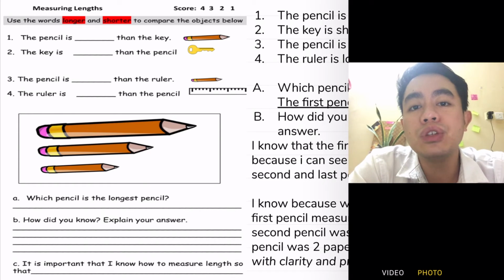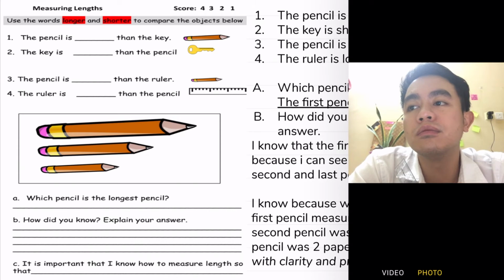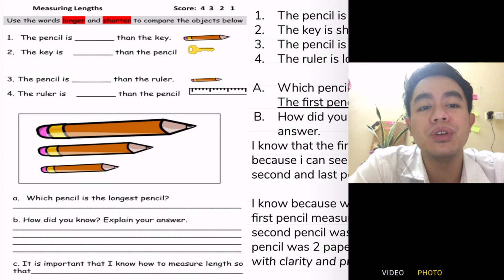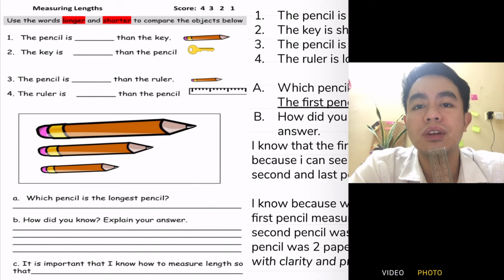What will happen to you if you don't know how to measure length and you went to buy pants or shirts and you don't really know how to measure length? Do you think you'll get the right size for you? I don't think so. So it is important for you to know how to measure length so that you will know the sizes of the shoes as well, or maybe so that you will know your height, right?